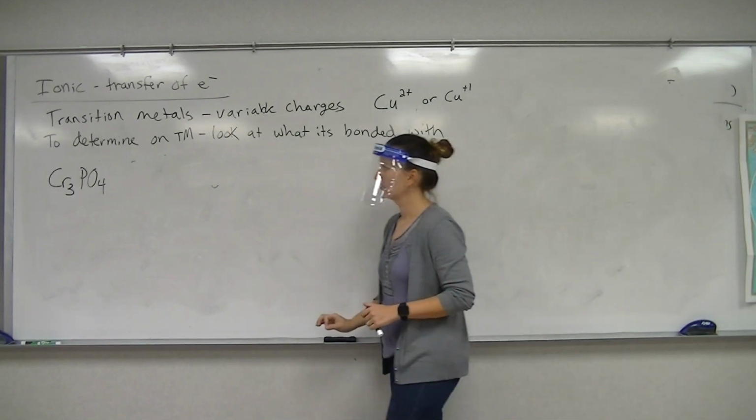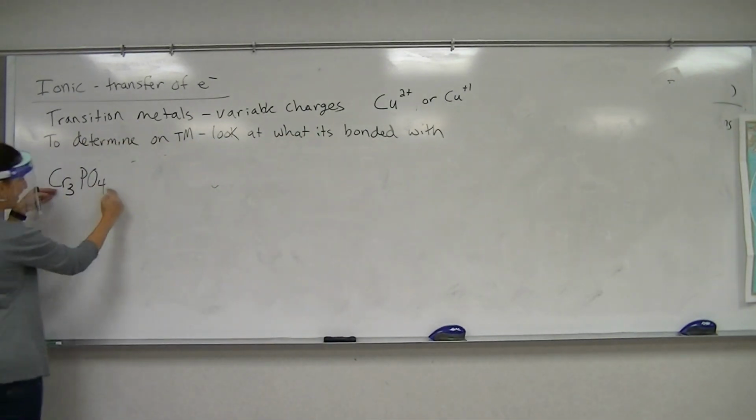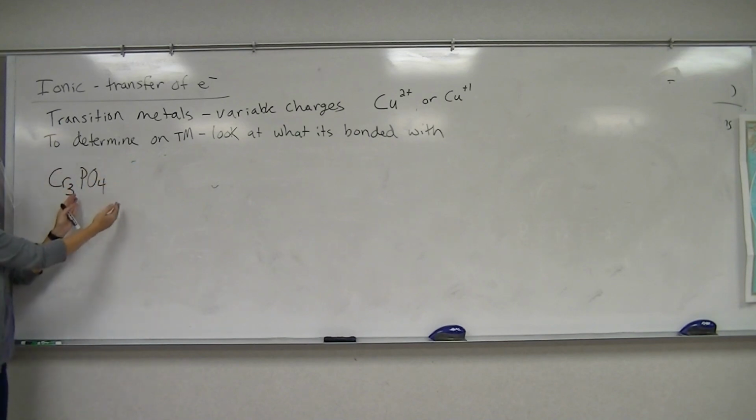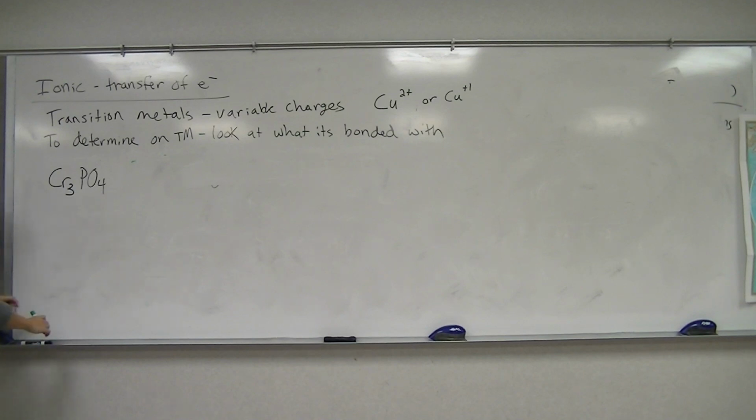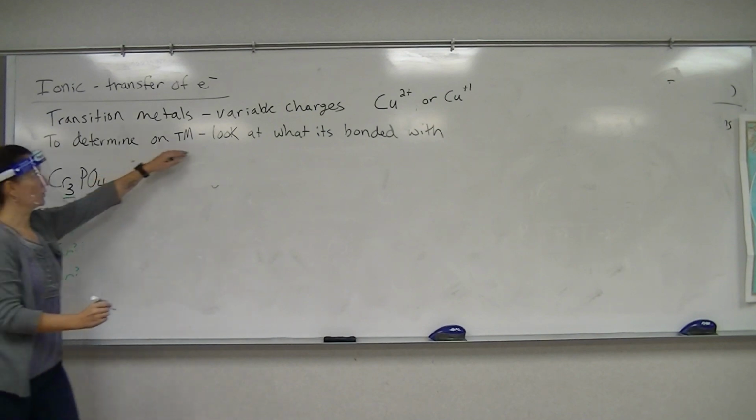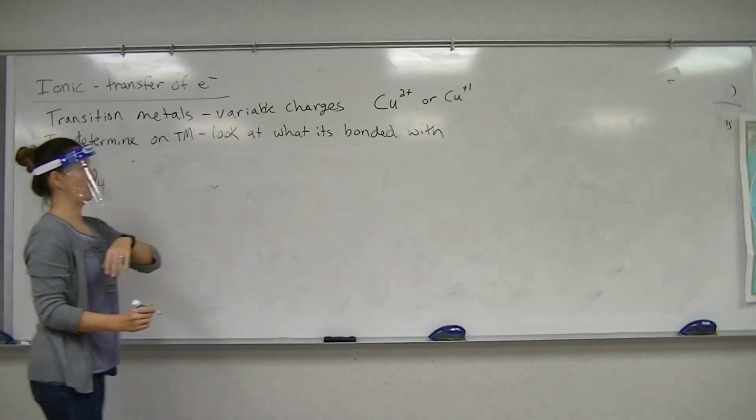Cr3PO4. All right, so there's more than one element present. So even though you don't see parentheses, you should recognize that there's a polyatomic somewhere in here. So we want to figure out the charges. I like to do that by writing how many ions of each in a list and seeing their charges. So this 3 says there's 3 chromiums, so I would write Cr, Cr, Cr. Since it's a transition metal, I don't know its charge. I'm going to look at what it's bonded with to figure out its charge.